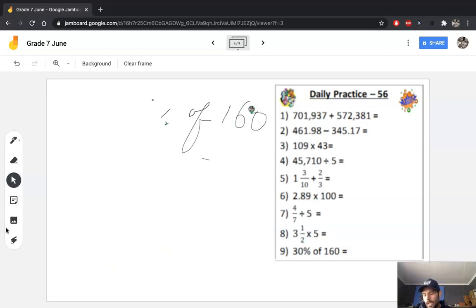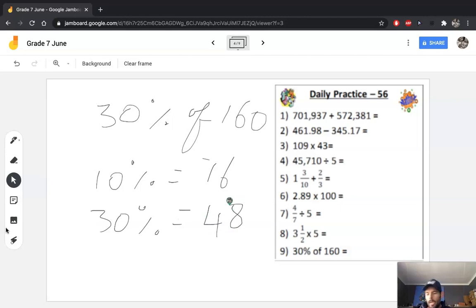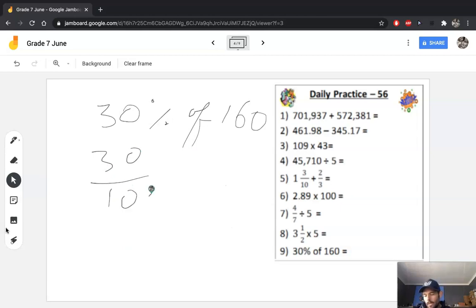Okay, so 10% will equal 16. So 30% will equal 16 times 3, which is 48. Okay, if you want to use fractions, remember 30% is 30 over 100, which is 3 over 10 simplified. So always simplify your fractions before calculating. It makes the calculation a little bit easier.